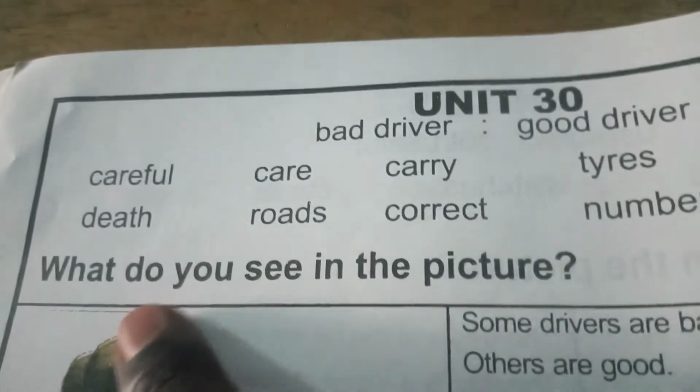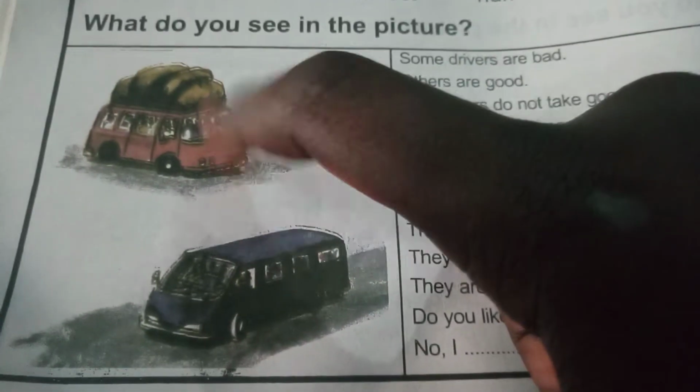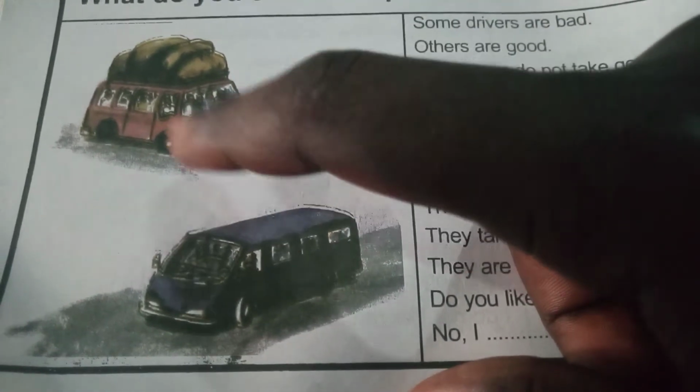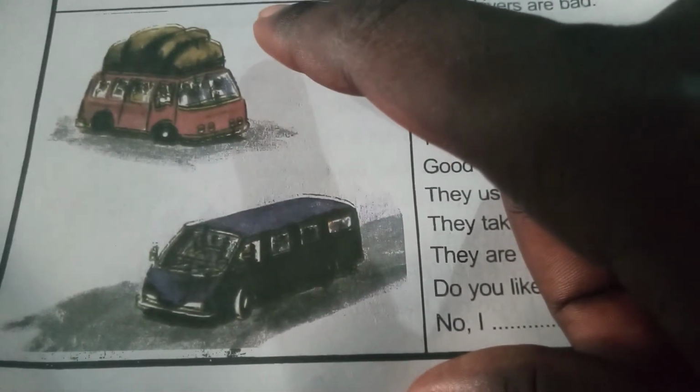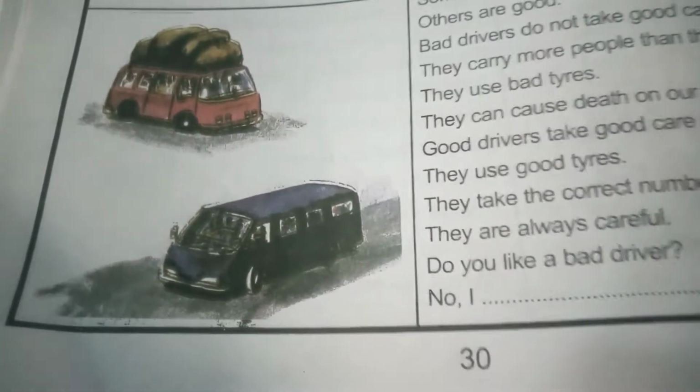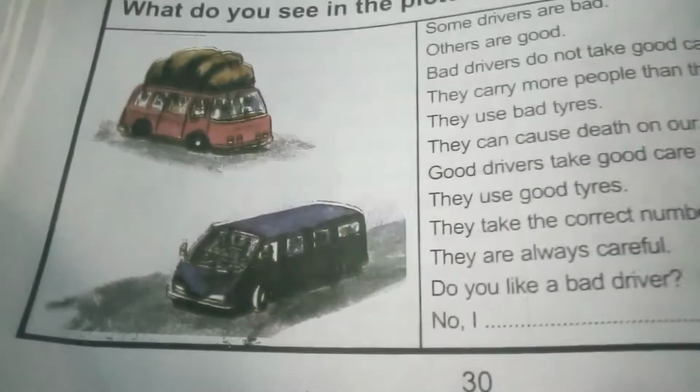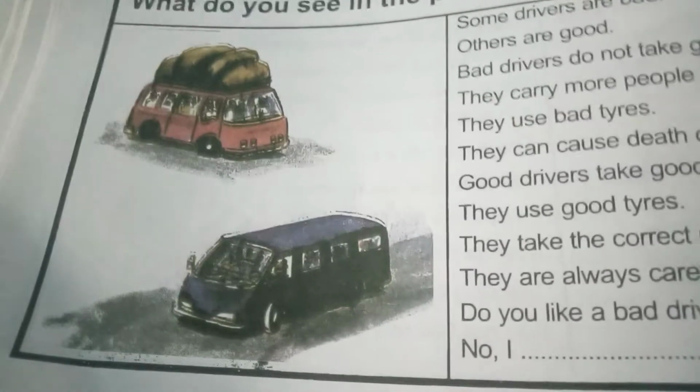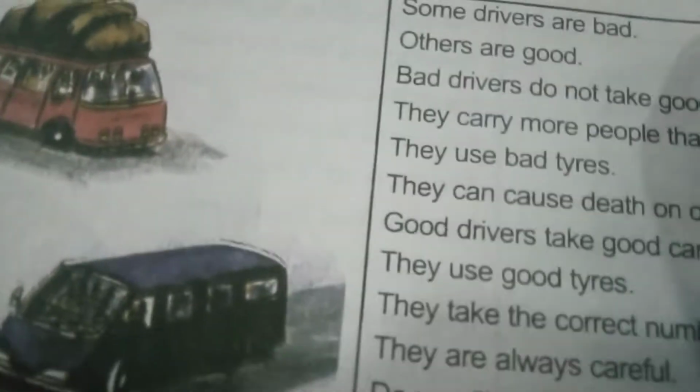What do you see in the picture? So let's look at the picture. Now there are two cars or two vehicles. One is overloaded, you see, and one you can see is following all the rules and regulations that a car must follow when it is on the road. Now let's look at the passage.